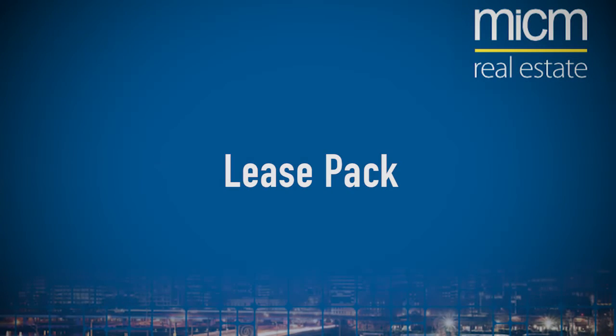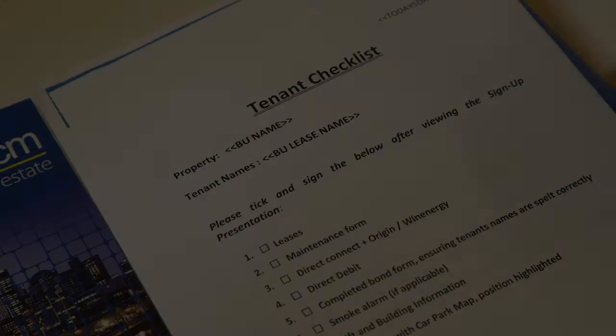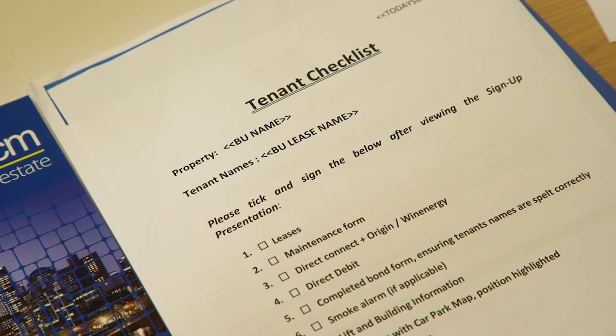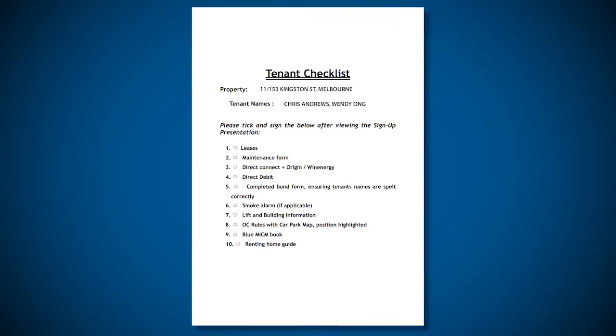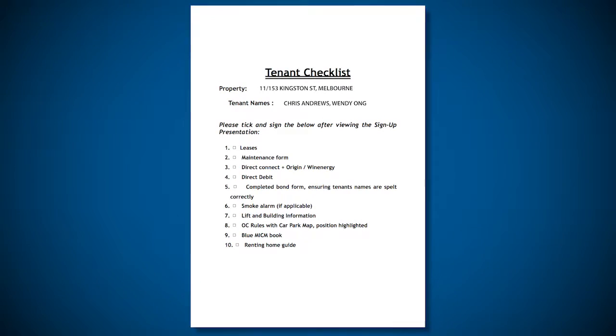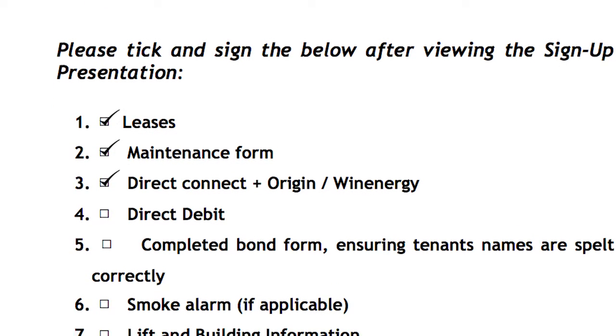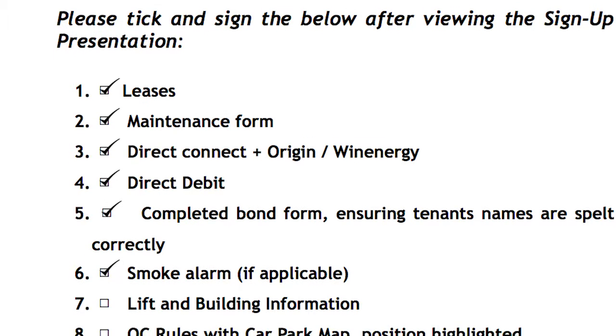Let's start by reviewing the lease pack. You will find a checklist attached to the two identical yellow copies of the lease agreement. Please fill out the checklist as you complete all necessary forms and return it to your property manager alongside the other documents.